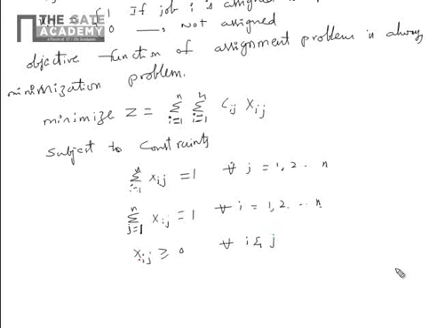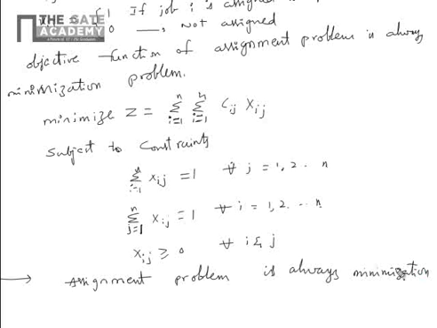This is a linear programming problem. So here two points we need to note: assignment problem is always a minimization problem, and another thing is it is always a square matrix, that is, the number of rows is equal to the number of columns.